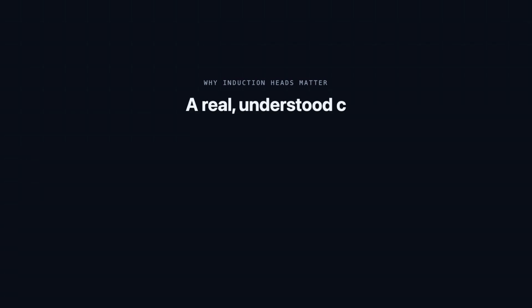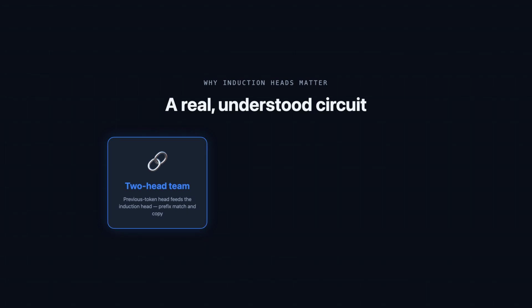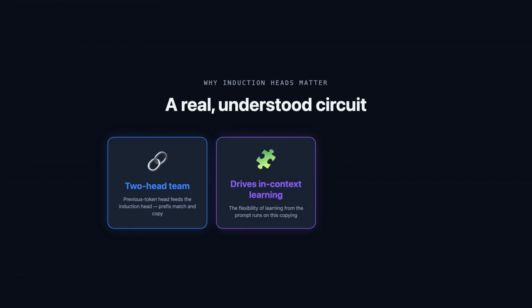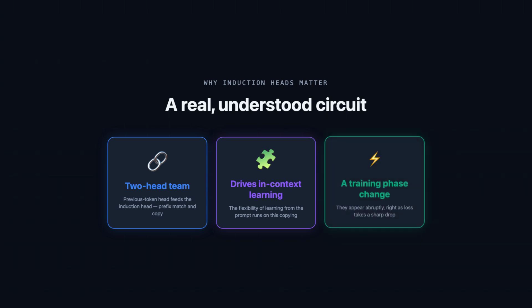Here's the thing, three points are worth holding on to about why these heads matter so much. They are a two-head team. A previous token head feeds the induction head, and together they implement prefix matching and copying, one of the cleanest fully understood circuits we have found inside a transformer. They power learning from context. That ability to grab a fresh pattern from the prompt and run with it, the thing that makes these models feel so flexible, is driven in large part by exactly this copying behavior. And they show up suddenly. During training, induction heads appear abruptly at the same moment loss takes a sharp drop, a phase change, which is strong evidence they cause learning from context to emerge.